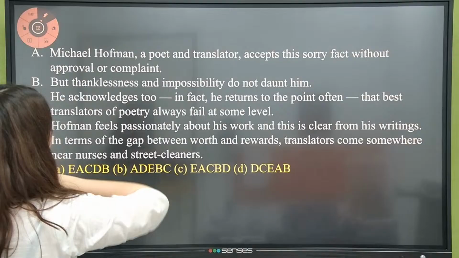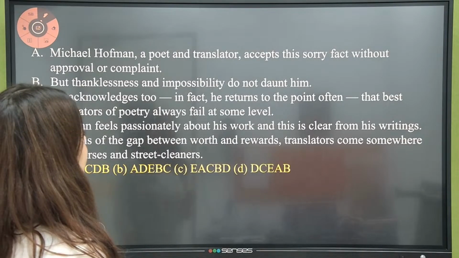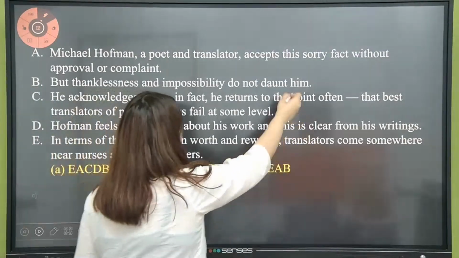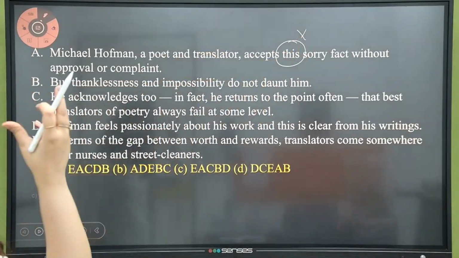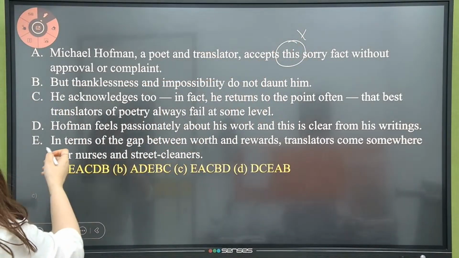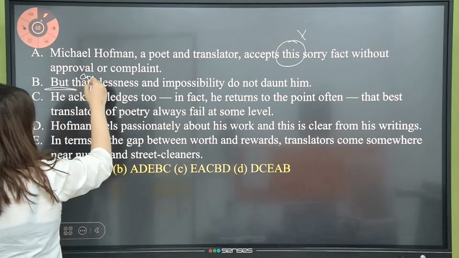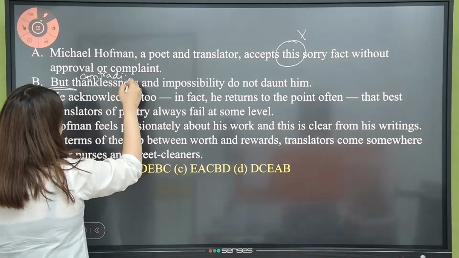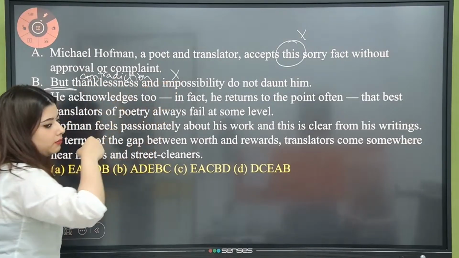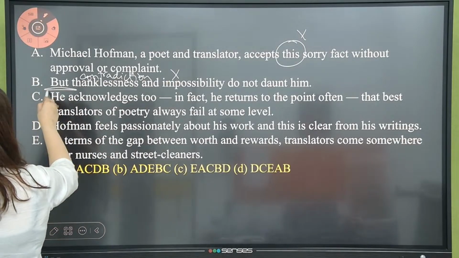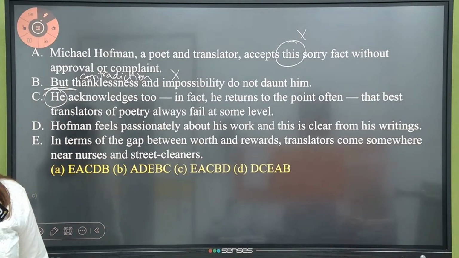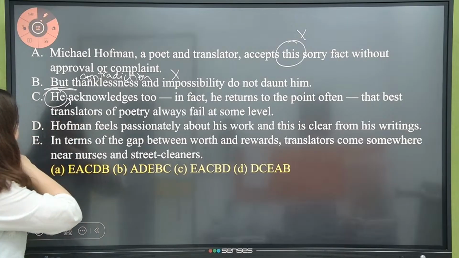Michael Hoffman, a poet and translator, accepts this sorry fact. What sorry fact are we talking about? So it cannot be my introductory statement. There is a contradiction; we need prior context setting, so it cannot be my introductory statement. He acknowledges, he. Where is the subject? Cannot be my introductory statement.